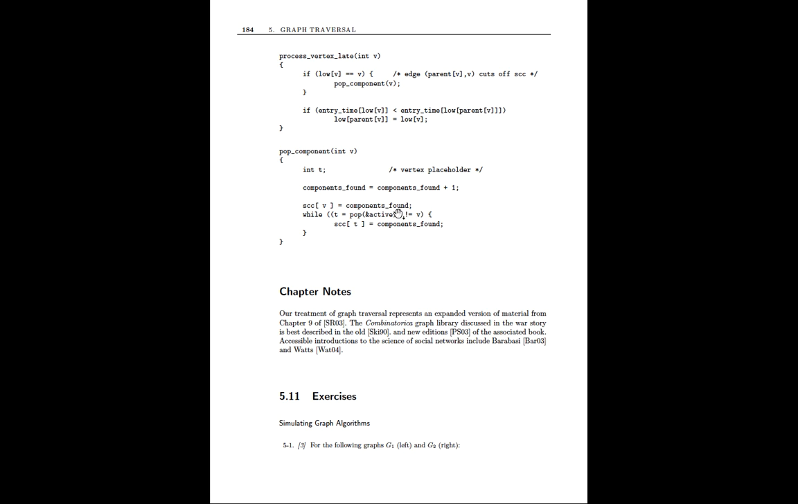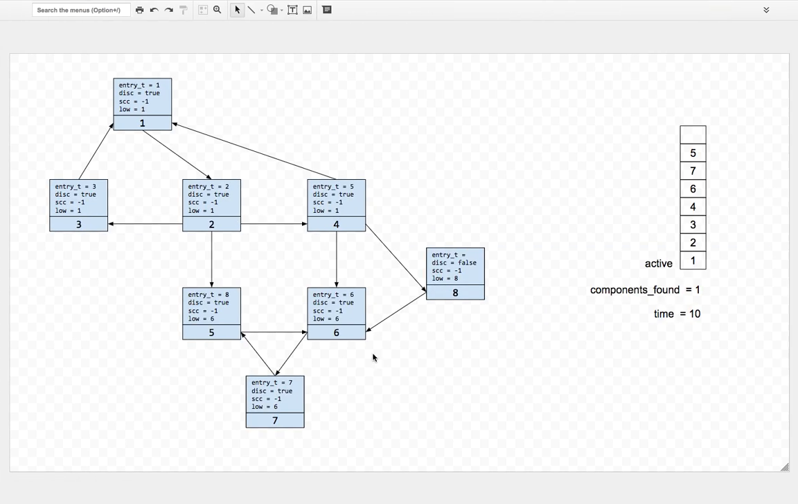SCC v equals components found. So strongly connected component for 6 equals 1. Our first strongly connected component. We will use the counter also as the label for our component. So component number 1 is going to be this group, and we're going to label it as such because it's the first component that's found as we back our way out.